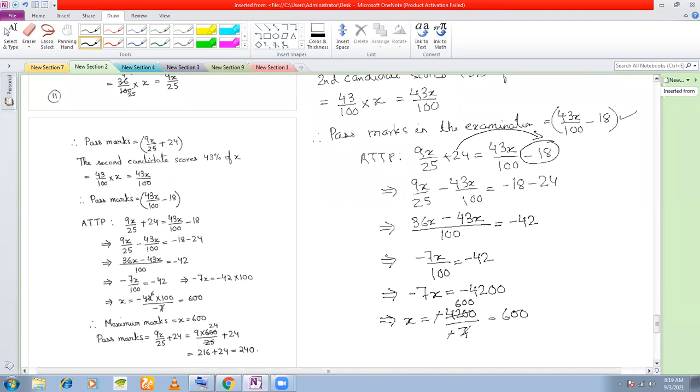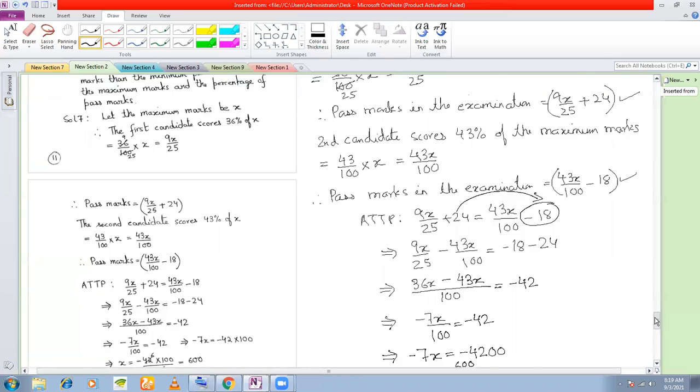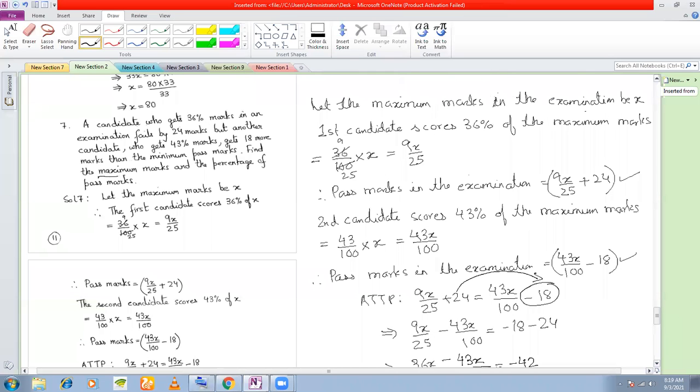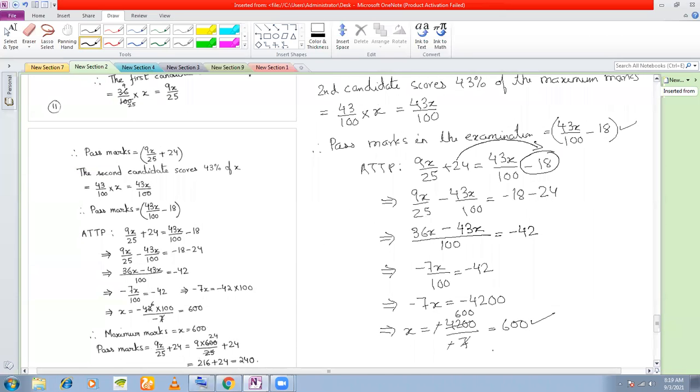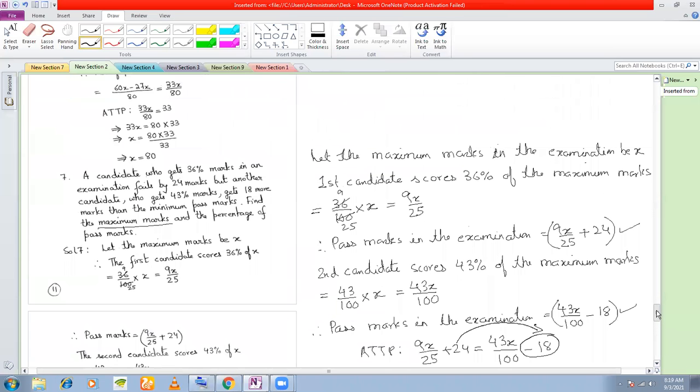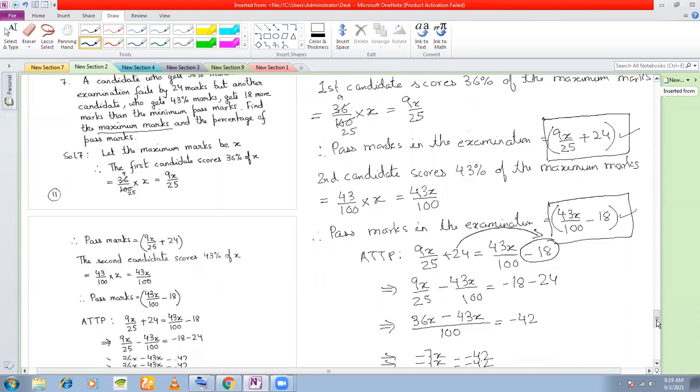So what was the maximum marks of the examination? It was 600. Okay, so that answers the first part of the question. That is, find the maximum marks. And next is percentage of pass marks. First of all, determine the pass marks. What is the pass mark? Now, if you have got x is equal to 600 here, right? So what was the pass marks? You either put the value of x in this, you will get the pass mark, or you can put it in this also, any one.